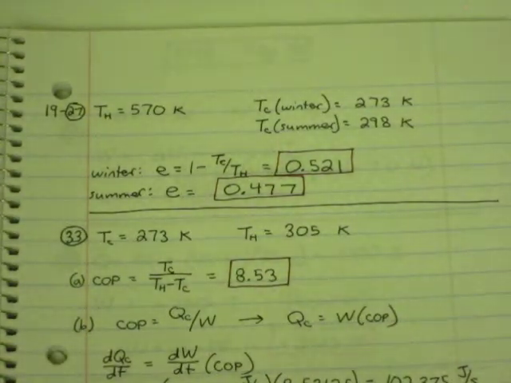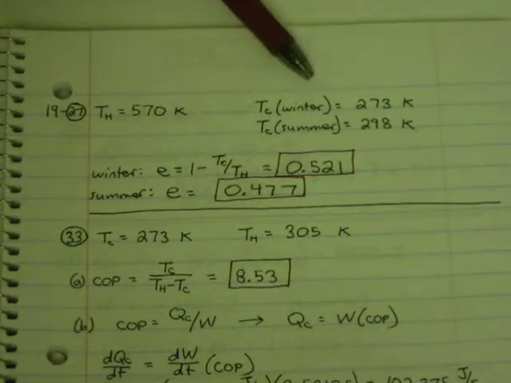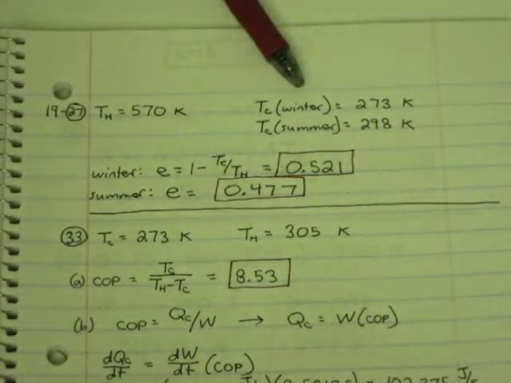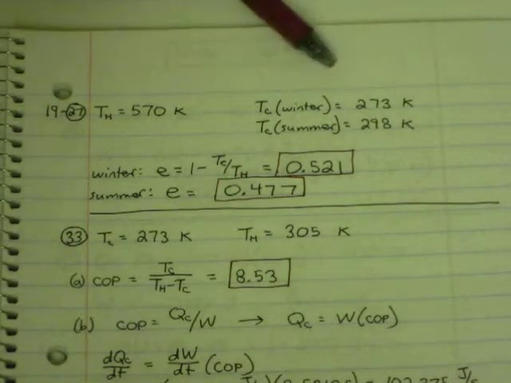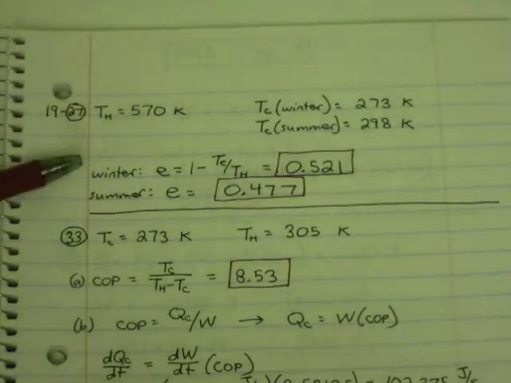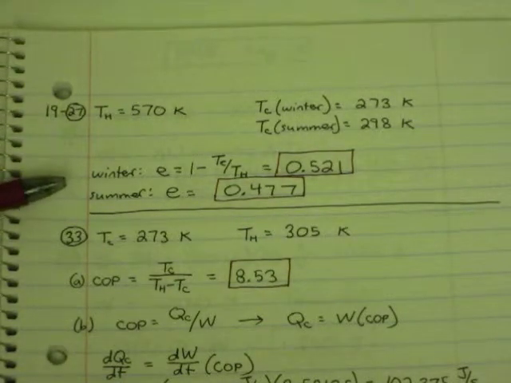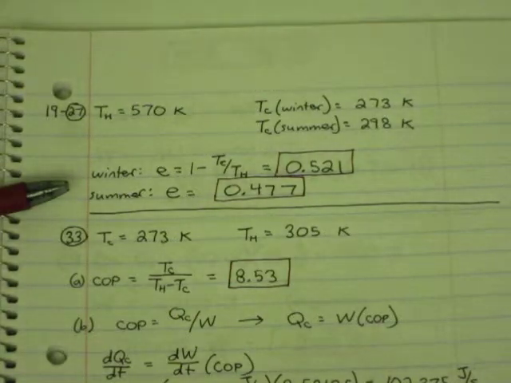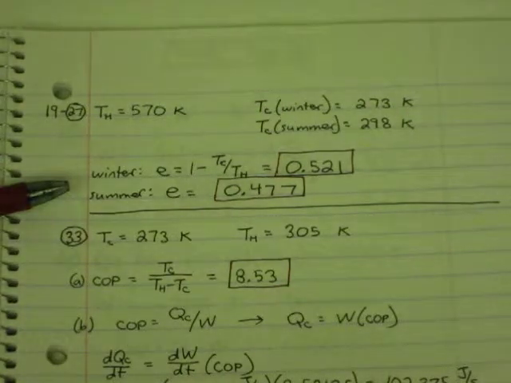Number 27, we have the maximum temperature, we have the cold reservoir temperature into the river during different seasons. So Tc for winter is 273 Kelvin, Tc for summer is 298 Kelvin. So we find the efficiency. We find it slightly more efficient during the winter time because of that colder operating temperature. E equals 1 minus Tc over Th. So for the winter, it's 0.521. For the summer, the efficiency is 0.477.